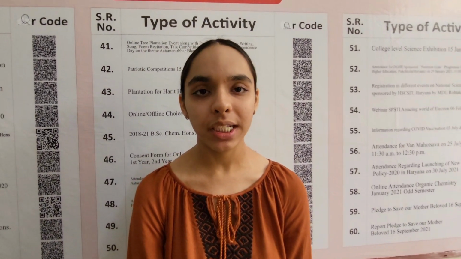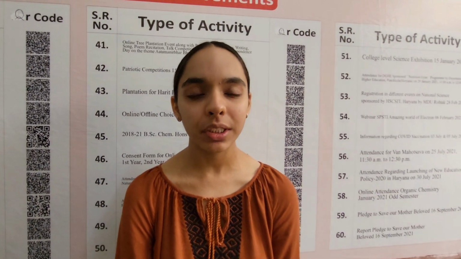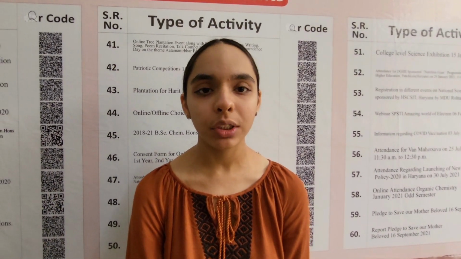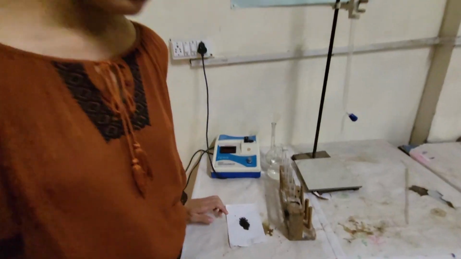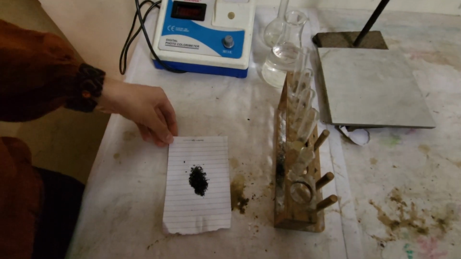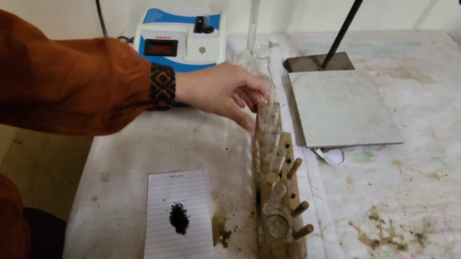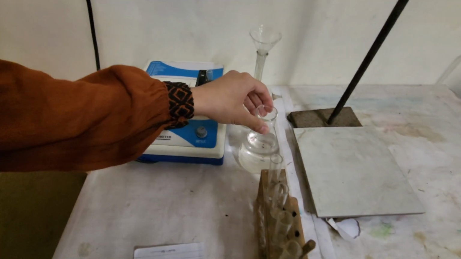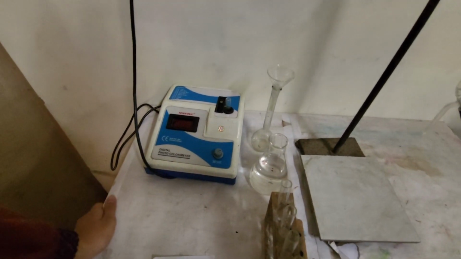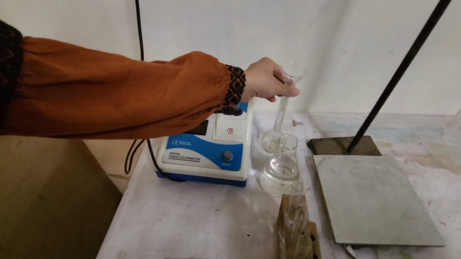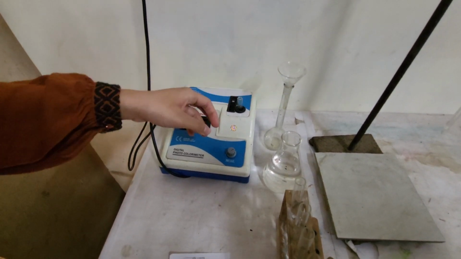Today we will perform the experiment to verify Beer-Lambert's law using KMnO4 solution. Materials required for this experiment are KMnO4, 5 test tubes, conical flask, distilled water, burette, round bottom flask, and colorimeter.